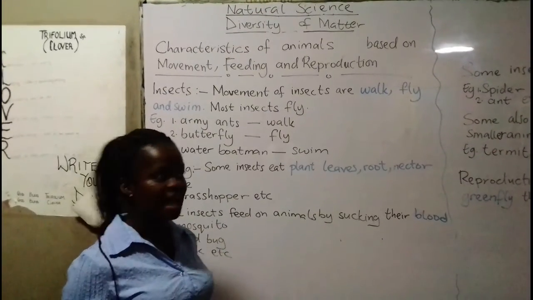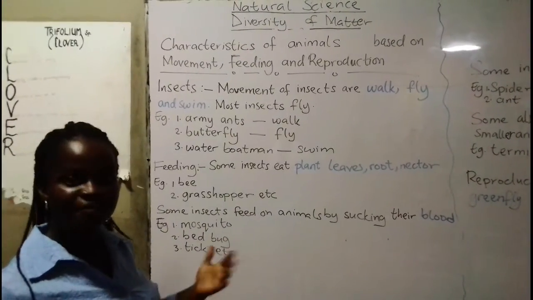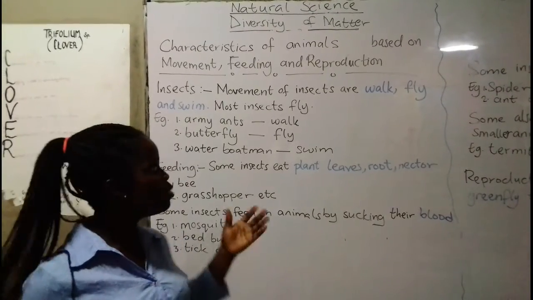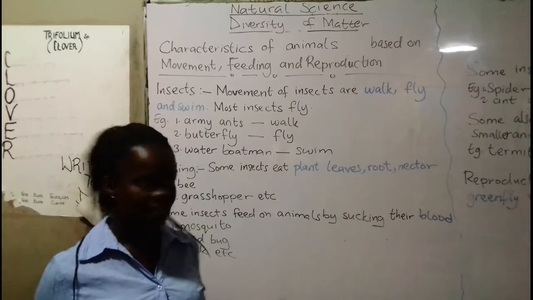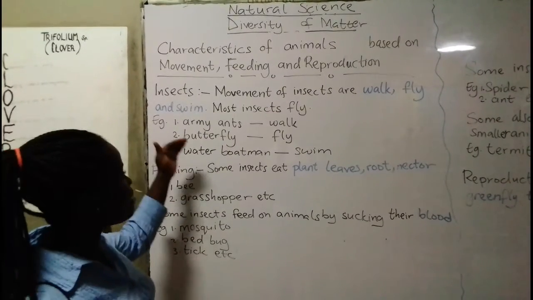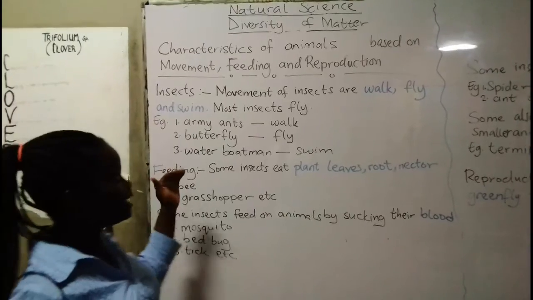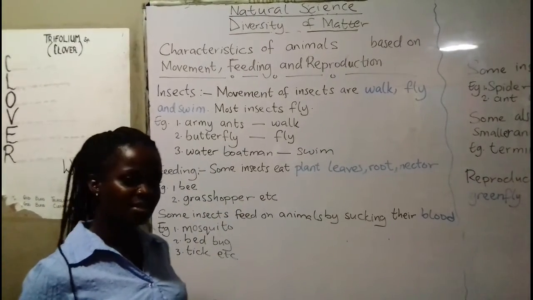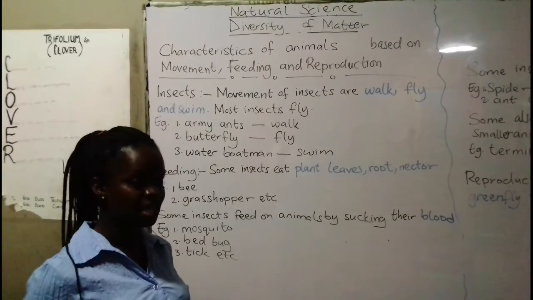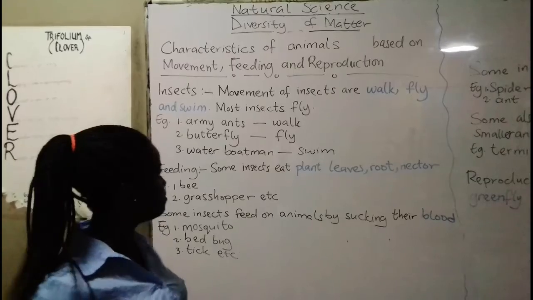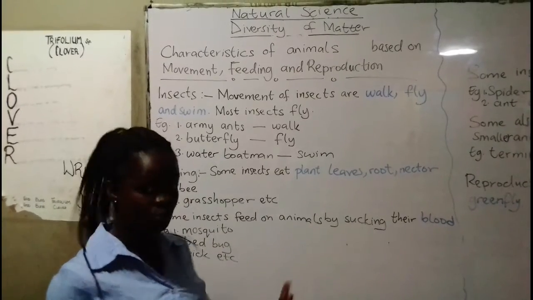Movements of insects are walk, fly, and swim. And we know that most insects fly. Here are some examples. We have army ants that walk, except the queen and the drone. They are the only ones that can fly, because they have wings. But the rest walk.